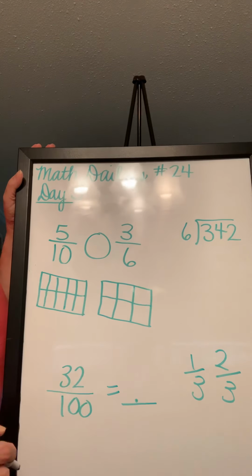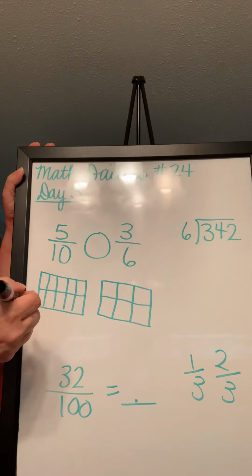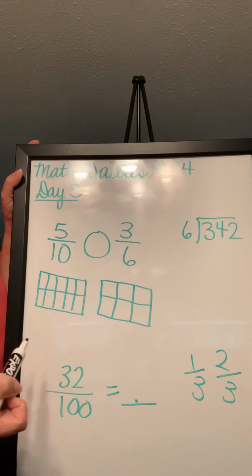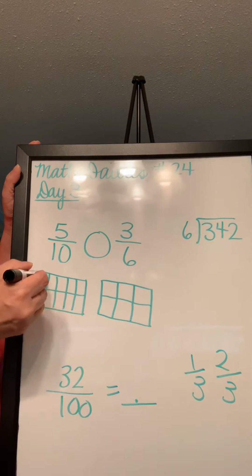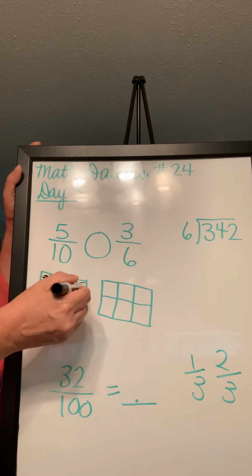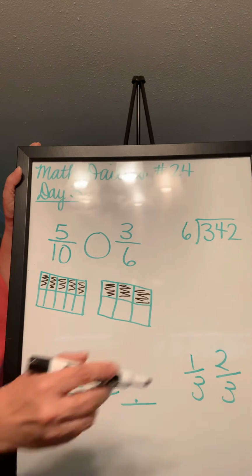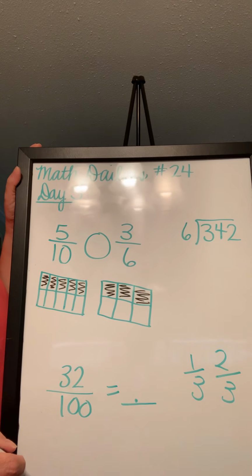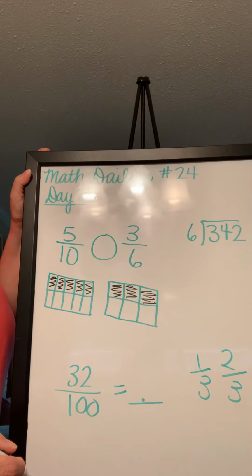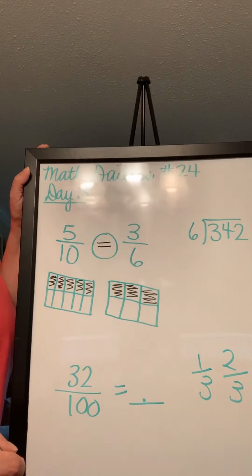And so I tried to draw two rectangles similar in size. It was kind of hard, but I tried to make them pretty similar. I divided this one into tenths and this one into sixths. And if we color in 5/10 and 3/6, we see that they are each equal to 1/2. We've colored in 1/2 of the rectangle. So we find out that they are equal.